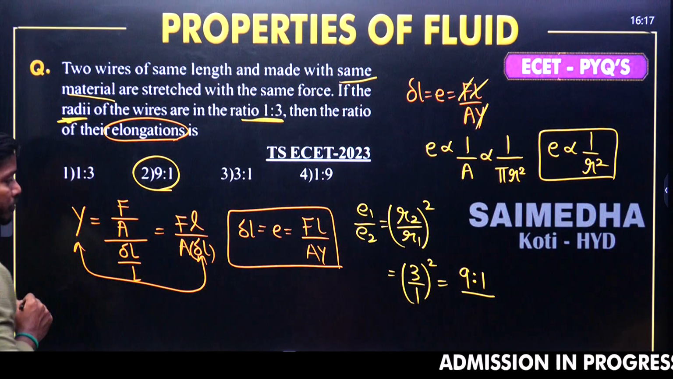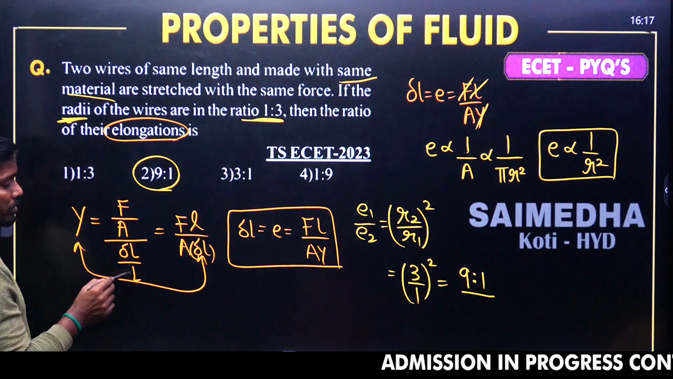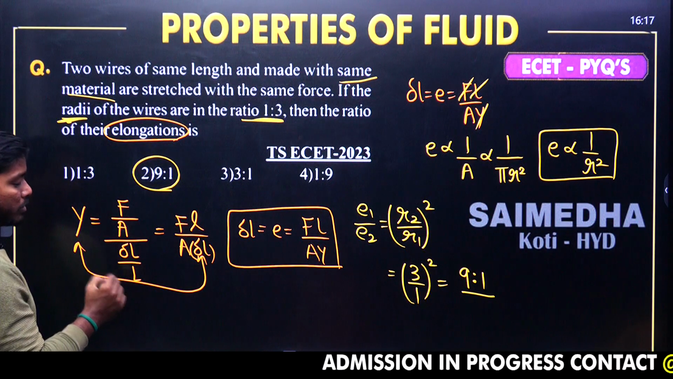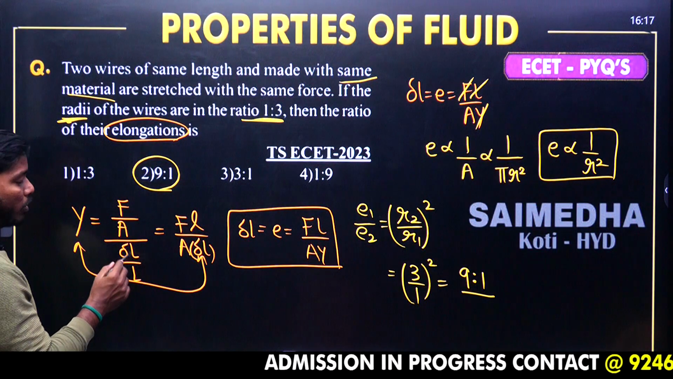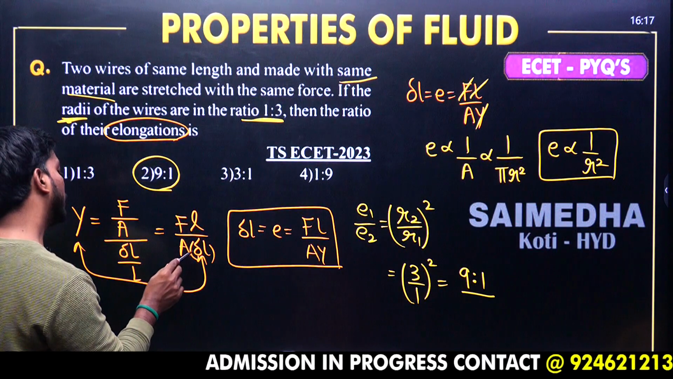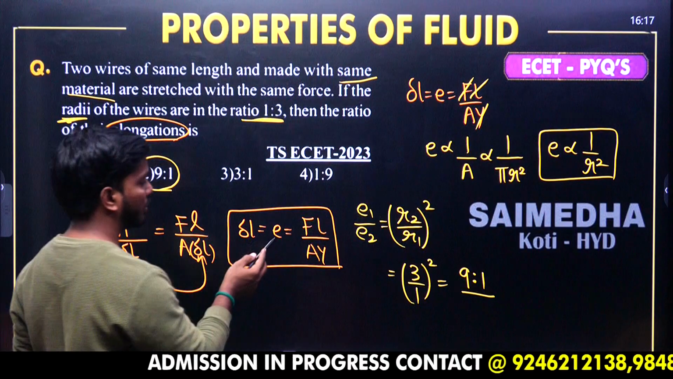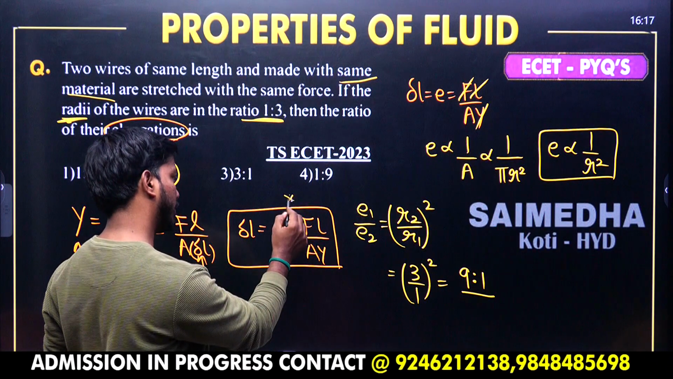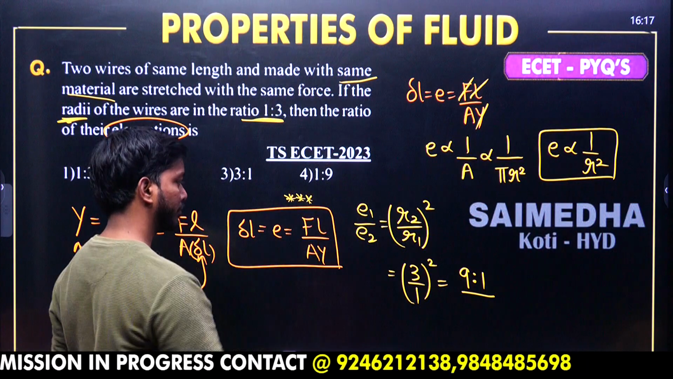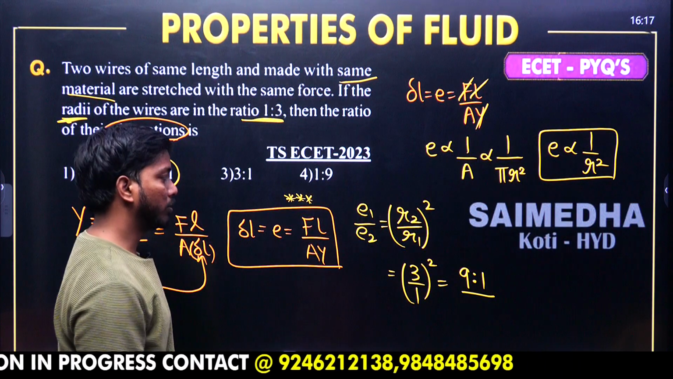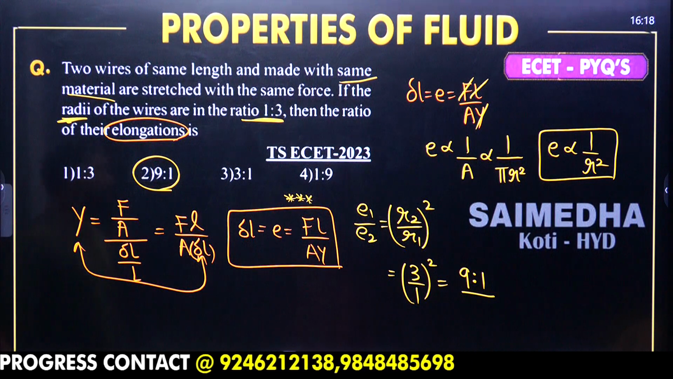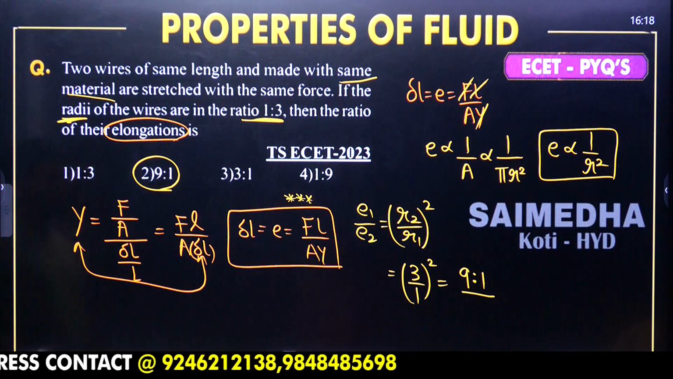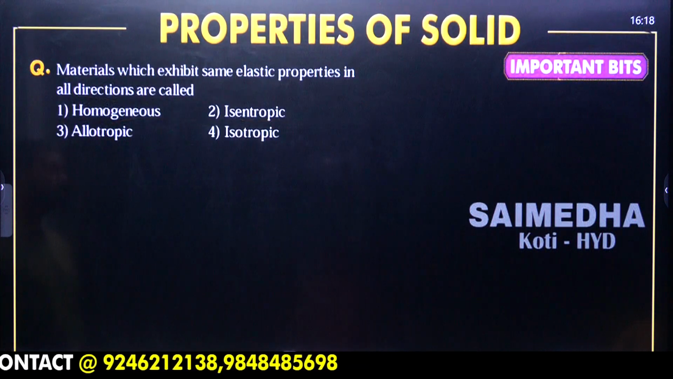Go through it. Young's modulus is stress by strain. Stress is force by area. Strain is change in length by original length. Elongation is change in length. So changing the places of elongation and Y, we will get the formula for change in length or elongation equal to FL by AY. This is the formula that we need to memorize. Important question. FL by AY, elongation formula. Go through it once, pause the video, note it down, moving on to the next question.